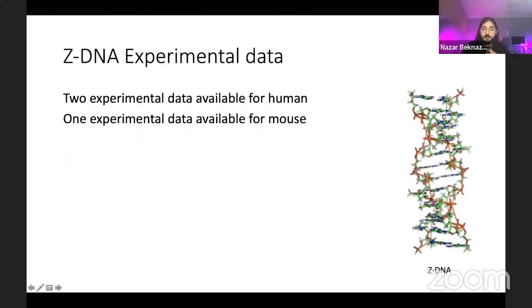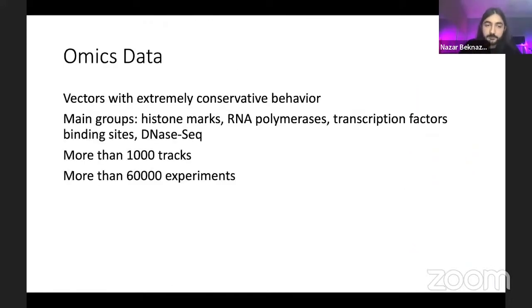Okay, and there is a task, and for now there are some methods that try to predict Z-DNA sites using only the DNA sequence, and some works show that it's not enough for good Z-DNA prediction, and some additional structures in the cell could affect DNA to behave differently. And some of these structures could be found in omics data. What is omics data? It's some additional information about DNA that could not be found in DNA itself.